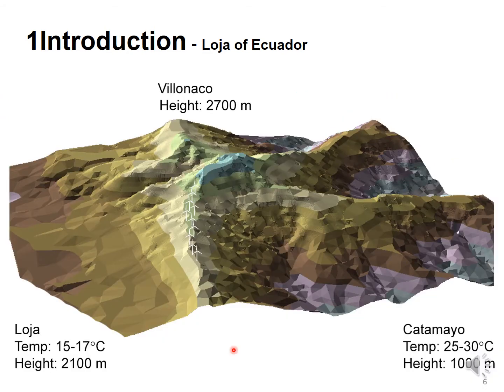The figure shows the heights and temperatures of the study area. Loja is located at 2,100 meters with temperatures of 15 to 17 degrees Celsius. Villonaco Wind Farm is located at 2,700 meters, and Catamayo, this other city, is located at 1,000 meters with temperatures of 25 to 13 degrees Celsius. There is a temperature differential of approximately 10 degrees between Loja and Catamayo that makes the wind go in one direction, east, which is ideal for wind power generation.